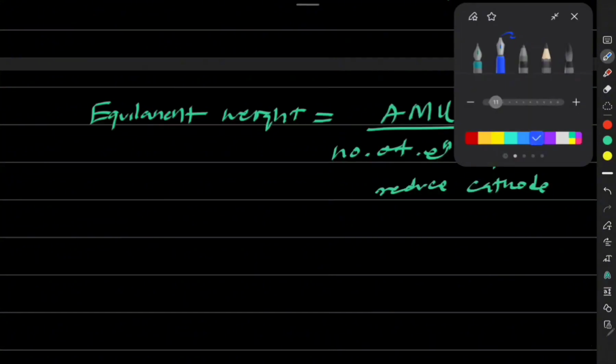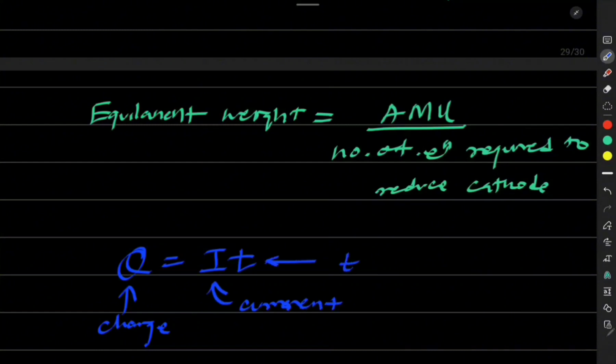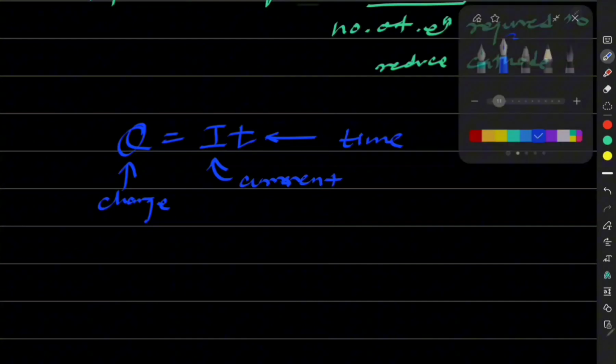The quantity of electricity passed can be given as Q equals I times T. Q means charge, I means current, T means time. The amount of current required for oxidation or reduction depends on the stoichiometry of the electrode reaction. Let's write it down.